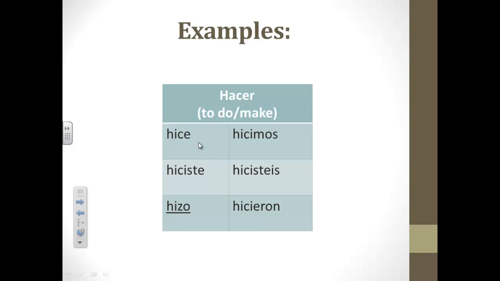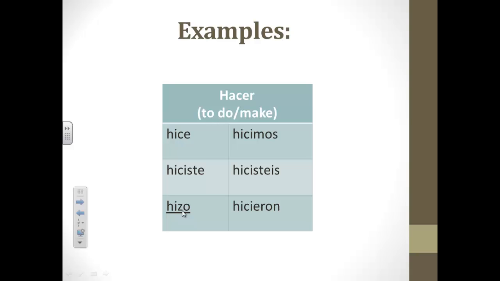Okay, and then we added our endings. So for hacer, you had hice, hiciste, hizo, hicimos, hicieron. So why in the world would we change the he-she form? Why didn't we spell it H-I-C-O? If we spelled it like that, it would be pronounced hico, according to our pronunciation rules.